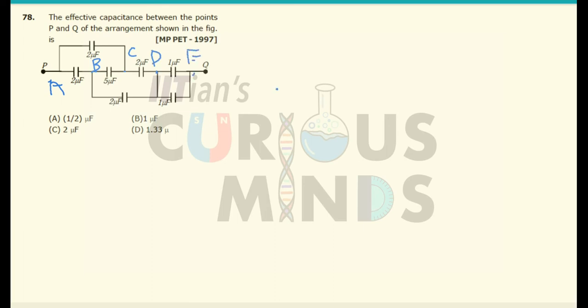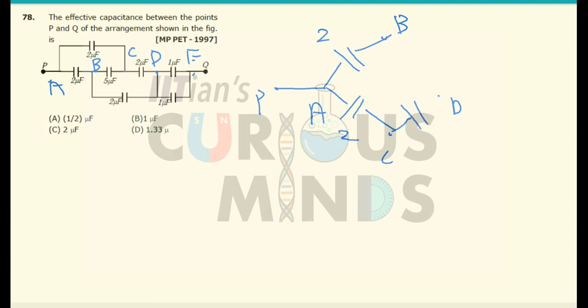Let me rearrange this part. This is P, this over here is equal to A. From A we will draw over here B, there is C and there is D. Between A and B there is one 2 microfarad capacitor. Between A and C there is a 2 microfarad capacitor. Between C and D there is a 2 microfarad capacitor, and between B and C there is a 2 microfarad capacitor.